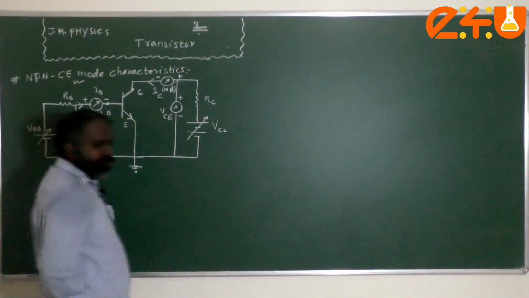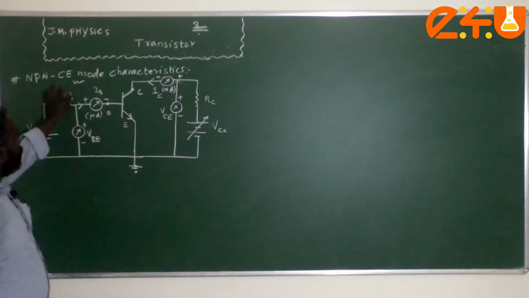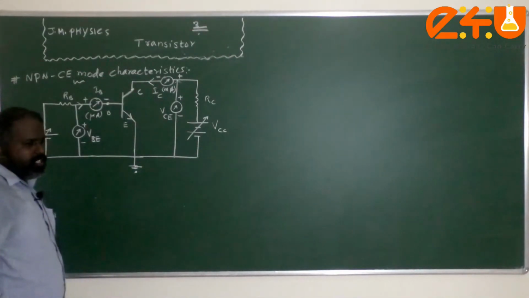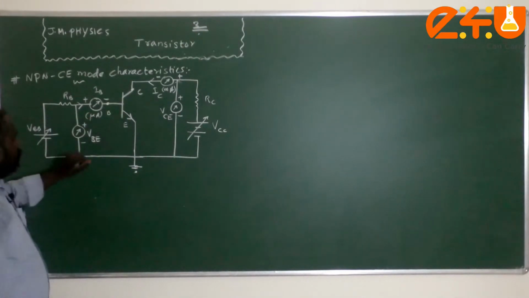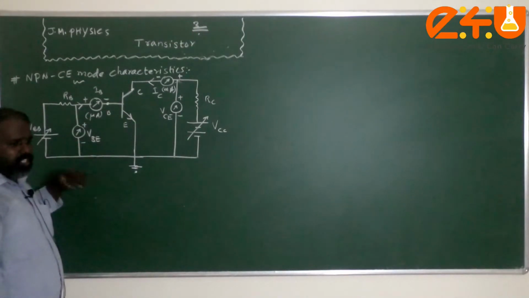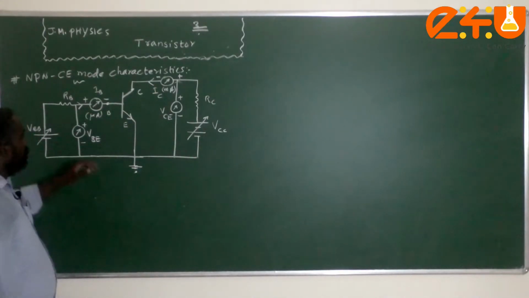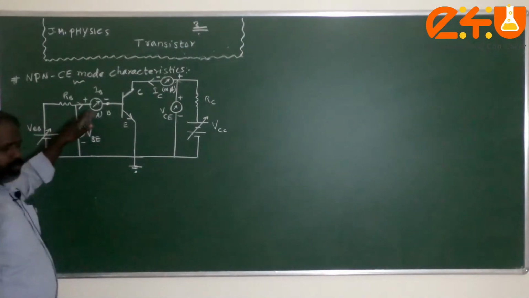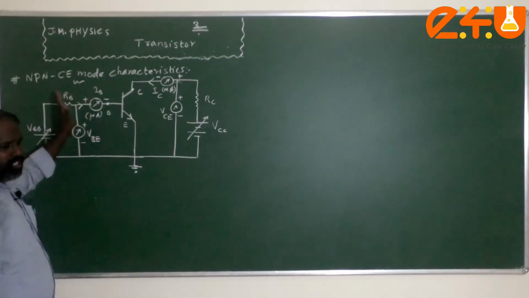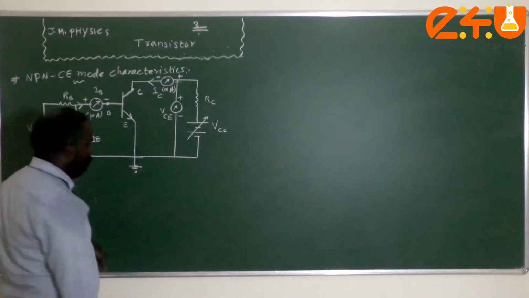Yes, students, continuing the topic, now we are going to discuss the NPN common-emitter (CE) mode characteristics study. So this is the circuit diagram. Since we want to measure input current, input voltage, output current and output voltage, we have to connect suitable ammeters and voltmeters. We know that an ammeter is connected in series and a voltmeter in parallel in the external circuit.